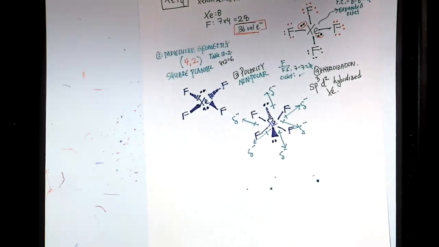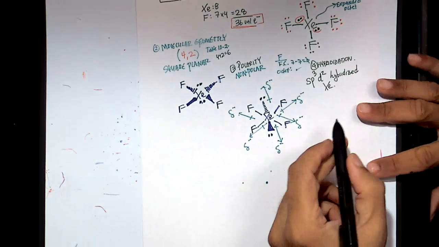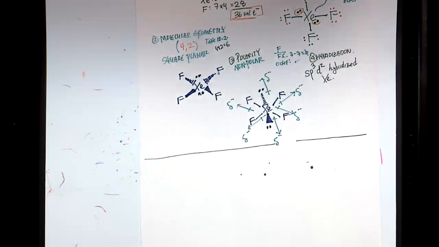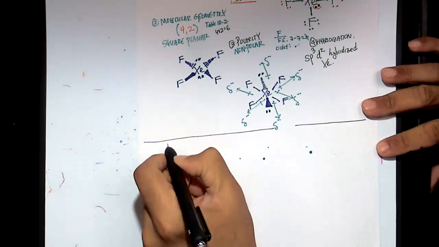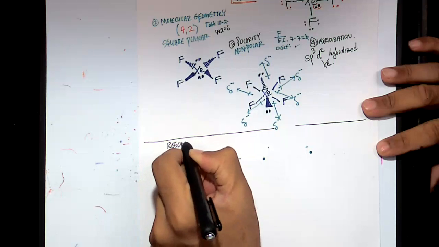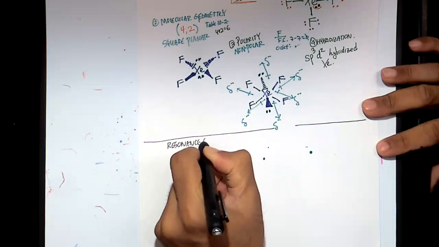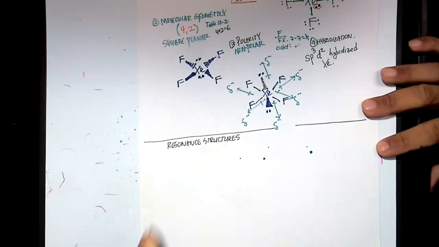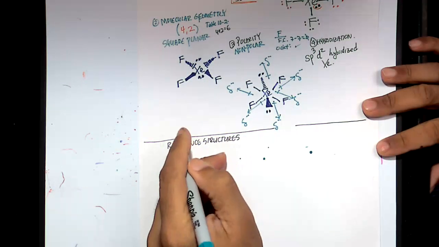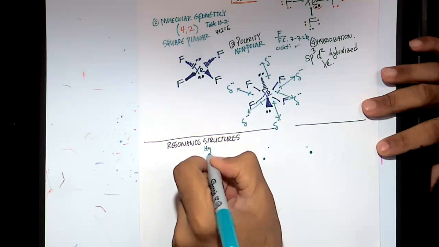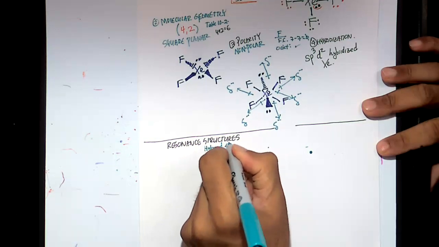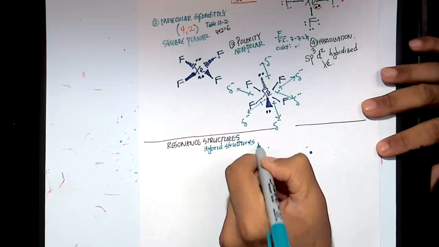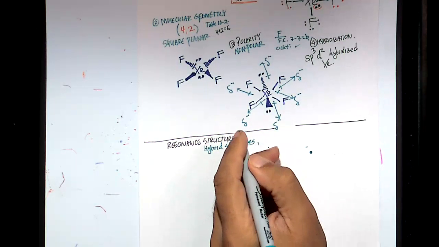All right, now let's talk about resonance. On Friday, we'll go over more examples. From here on out is mostly examples. I want to expose you guys to resonance. Resonance structures are basically hybrid structures. There's more than one form, and they're all equivalent.